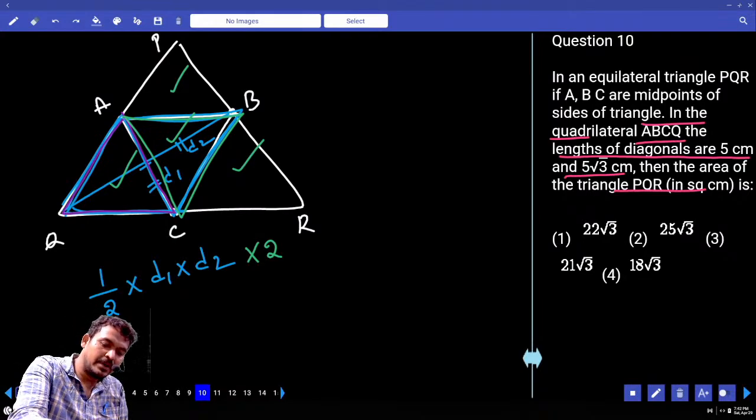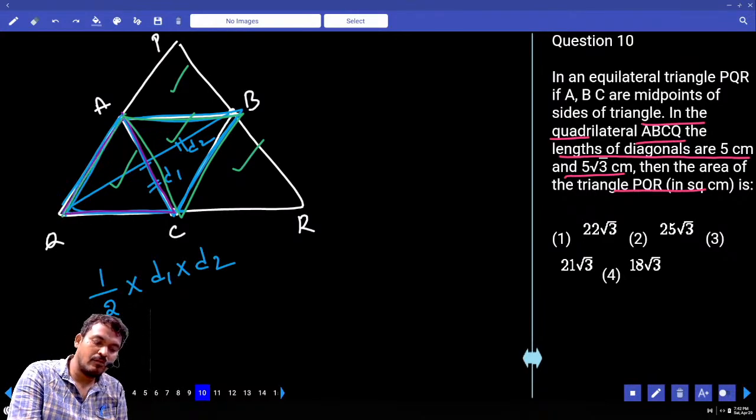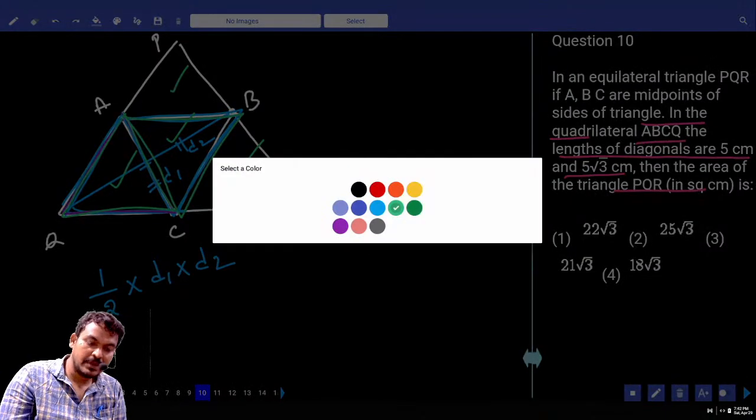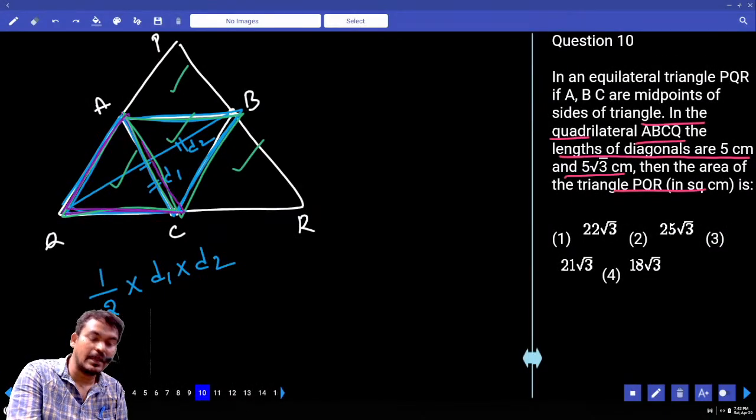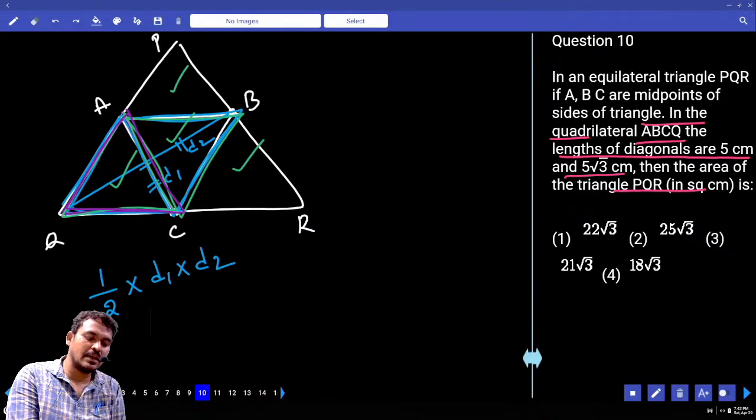What is the pink color portion area? Pink color is one triangle or two triangles? One triangle. Green color also one triangle. Total how many triangles? Two triangles. So A, B, C, Q is two triangles. Two triangles' area is how much?